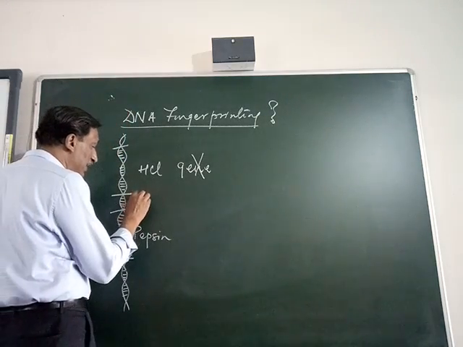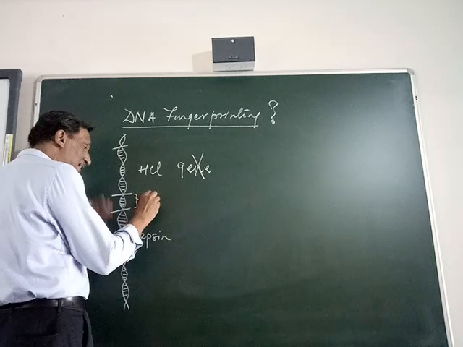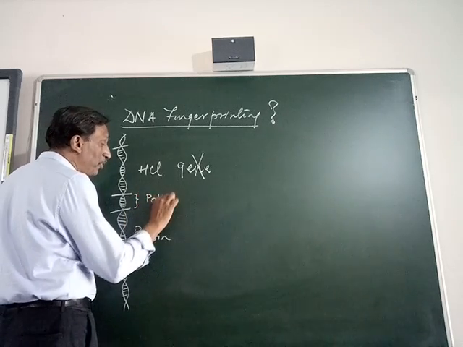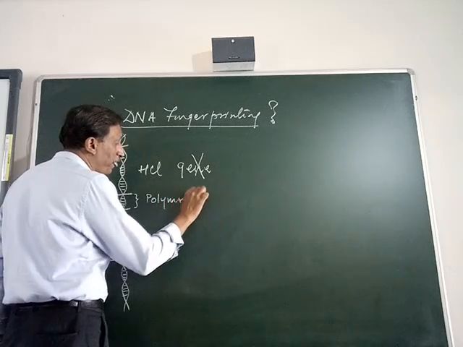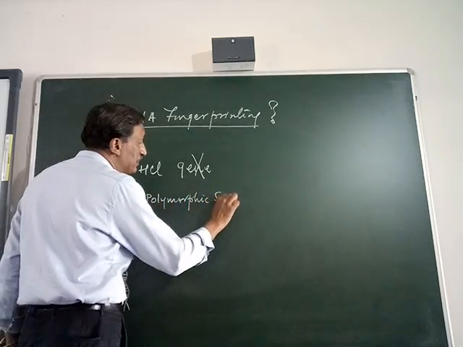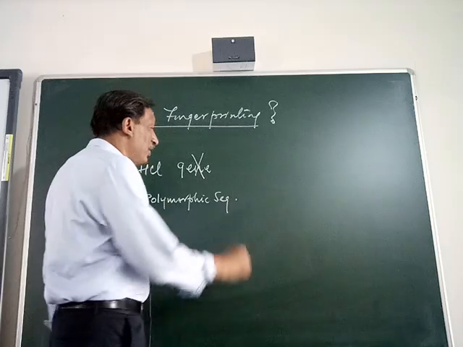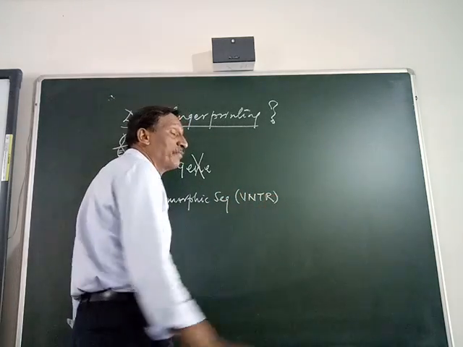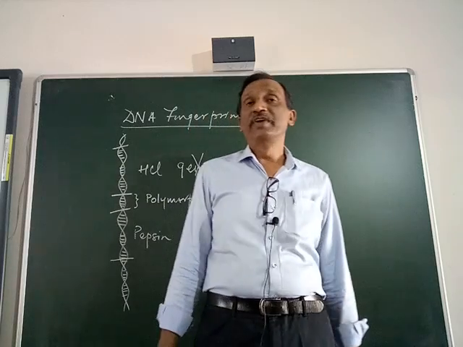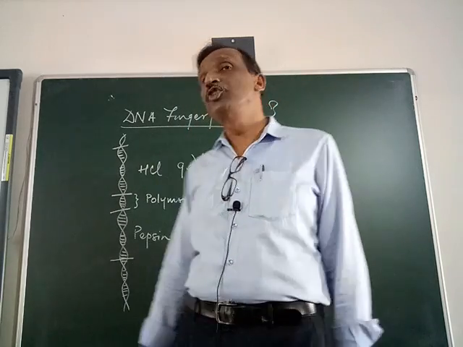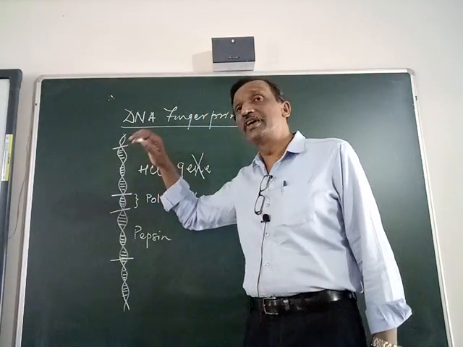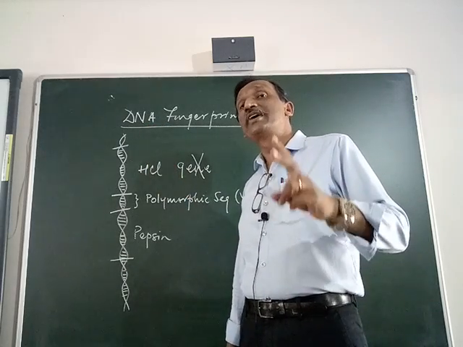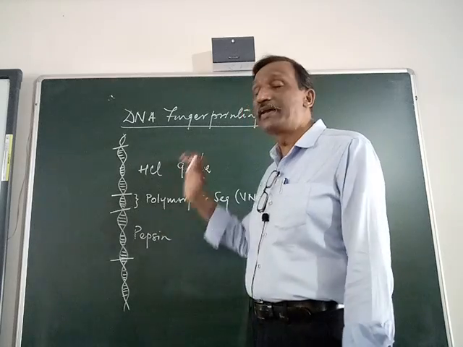Between these, there are some non-coding segments. They are called polymorphic segments of the DNA, or in common we call them VNTR, variable number tandem repeats. Variable number tandem repeats are those segments which differ in every person. There are no two persons who have exactly the same type of VNTR in the different places.